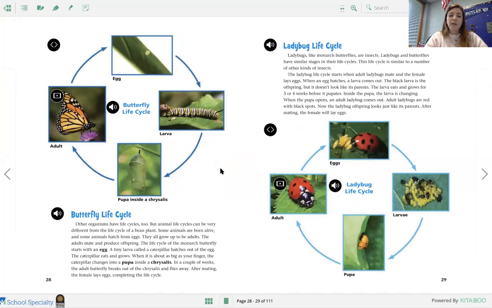The life cycle of the monarch butterfly starts with an egg. A tiny larva called a caterpillar hatches out of the egg. The caterpillar eats and grows. When it is about as big as your finger, the caterpillar changes into a pupa inside a chrysalis. In a couple of weeks, the adult butterfly breaks out of the chrysalis and flies away. After mating, the female lays eggs, completing the life cycle.